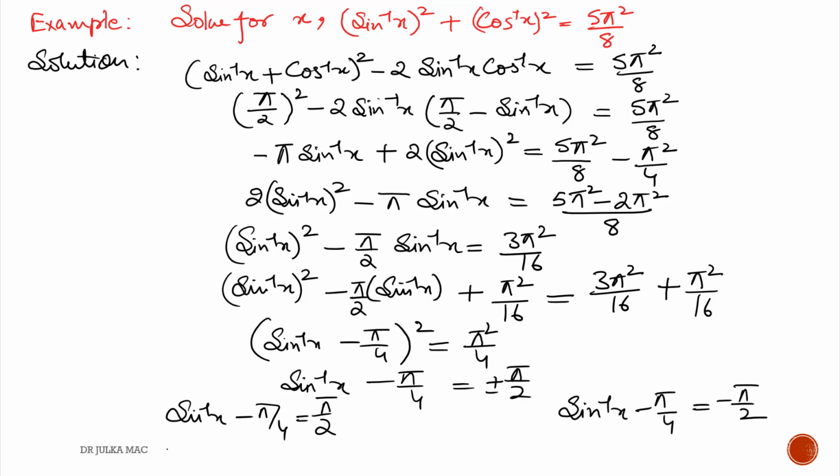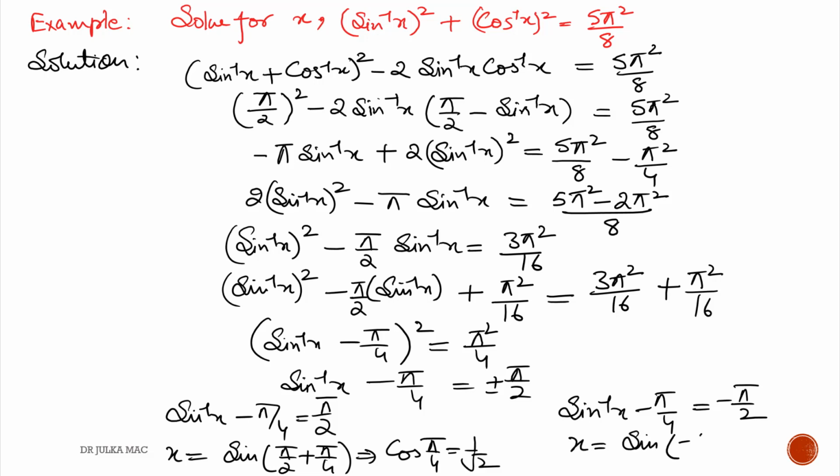In the first case, x = sin(π/2 + π/4). Sin(90 + θ) is cos θ, and cos 45 equals 1/√2. In the next case, x = sin(−π/2 + π/4), which equals −sin(π/4). And the answer is −1/√2.